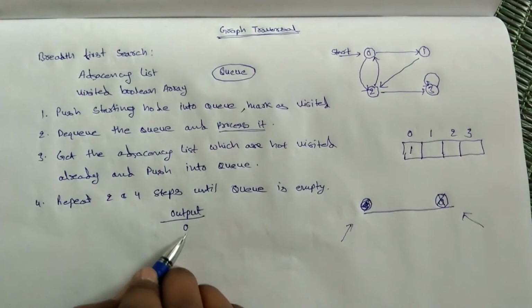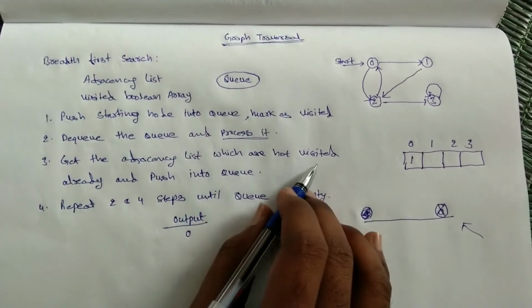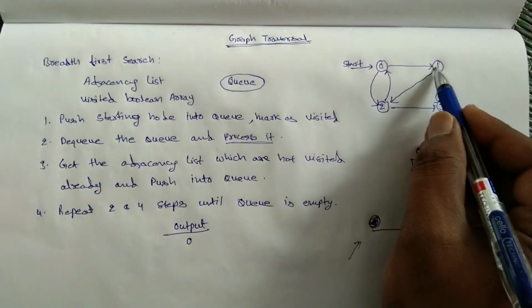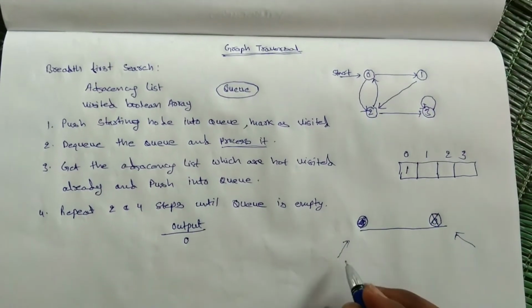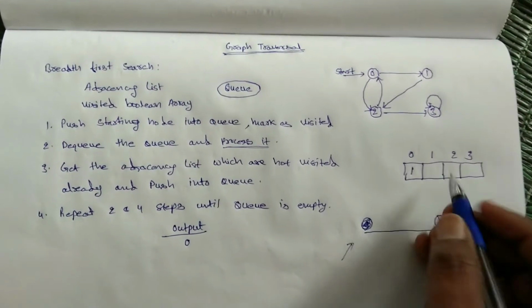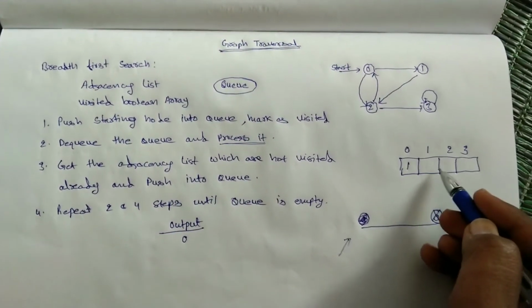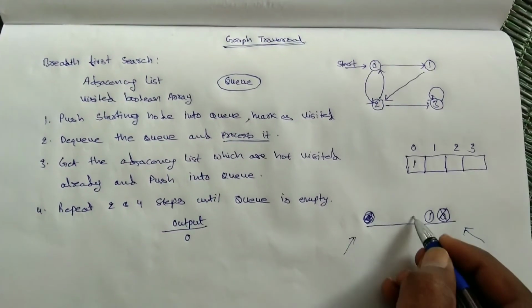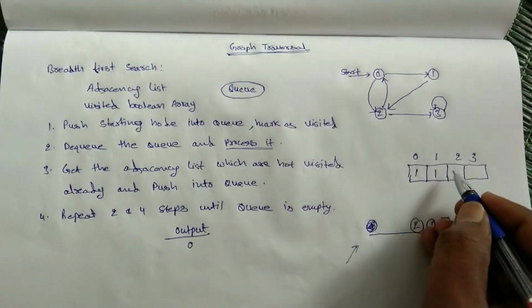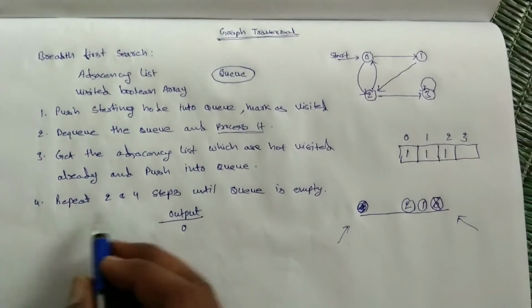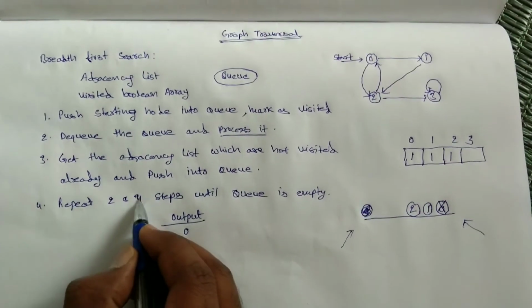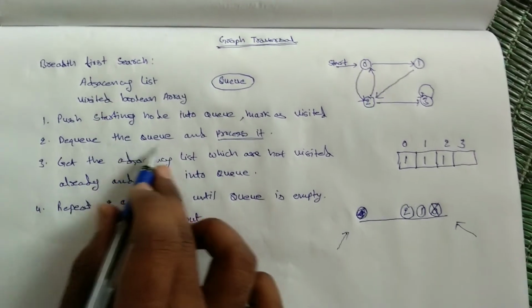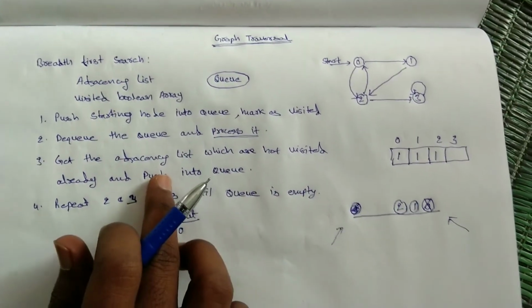Now find all the adjacent nodes of 0 which are not visited and push them into the queue. So 0 has 1 and 2 in its adjacency list, and because 1 and 2 are both not visited already, we will push both 1 and 2 and mark them as visited. So again repeat steps 2 and 3 until the queue is empty. Dequeue the queue, process the node and push its adjacency list.